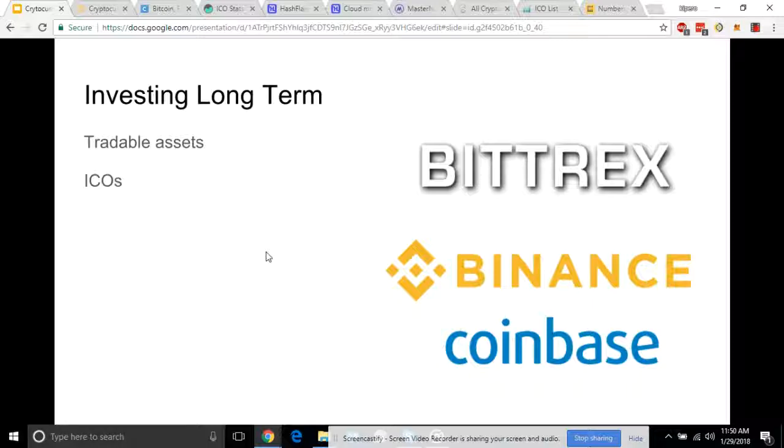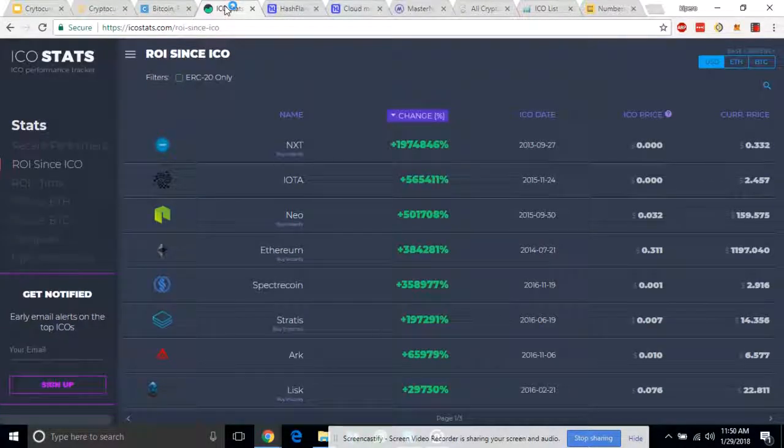Another way is by investing in ICOs. So what is an ICO? The term derives from an IPO, which is initial public offering. And an initial coin offering, in this case, is used by startups to bypass the regulated capital raising process required by banks.